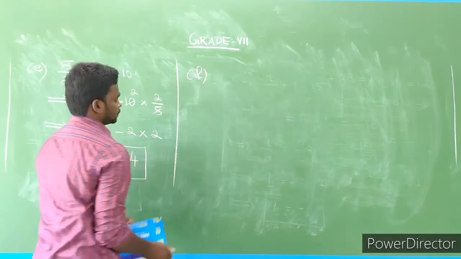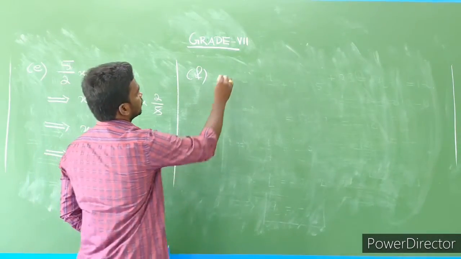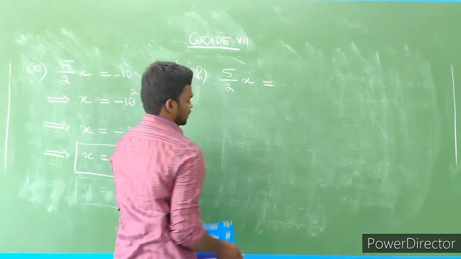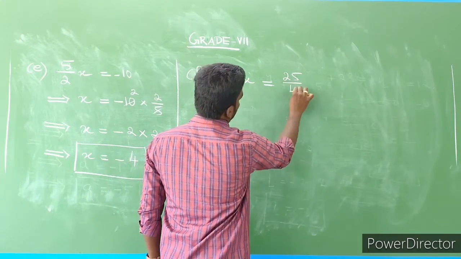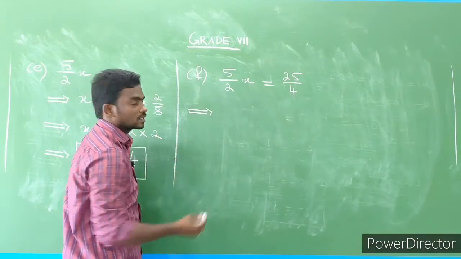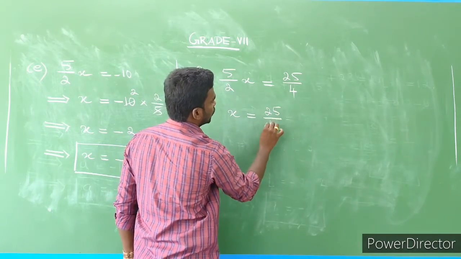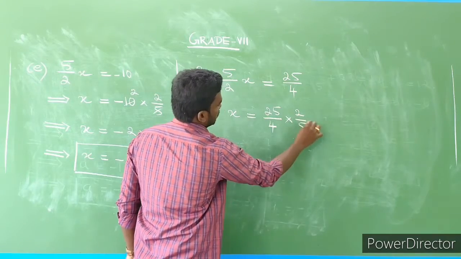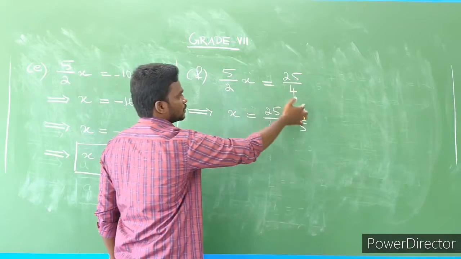What is the F question? F question is 5 by 2x is equal to 25 by 4. That means 5 by 2 into x is equal to 25 by 4. How to solve this? We keep the value x in the left side and the right side value is 25 by 4. So this 5 by 2 is multiplication in the left side, so it is transposing to 2 by 5.